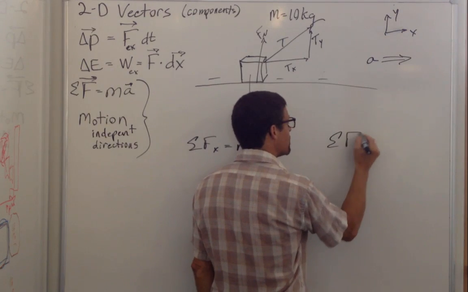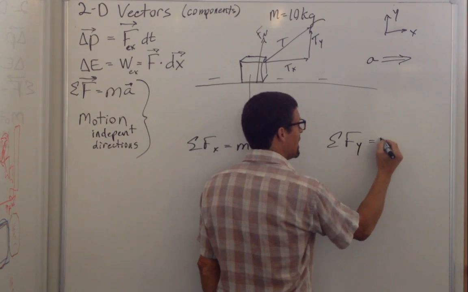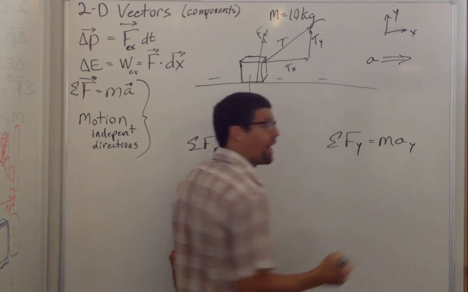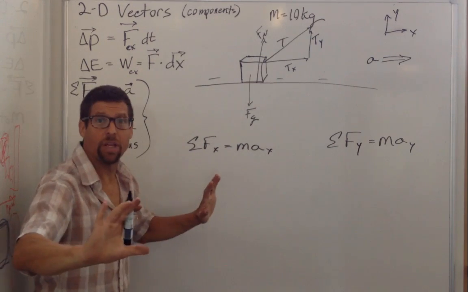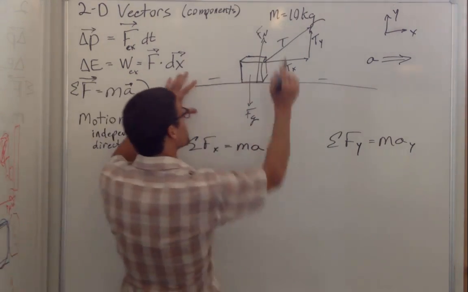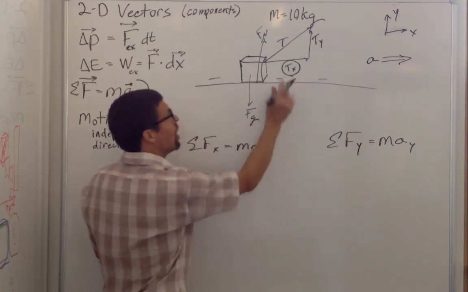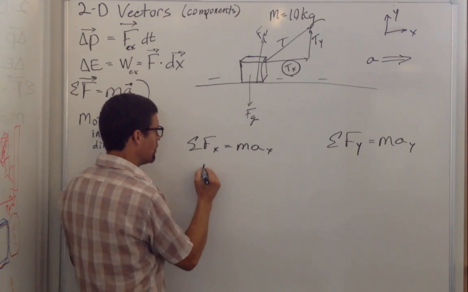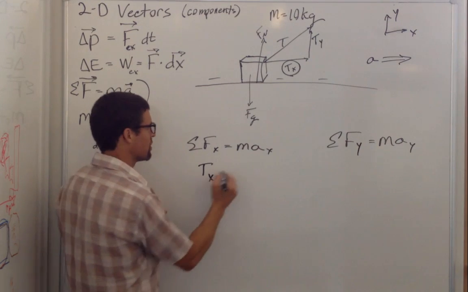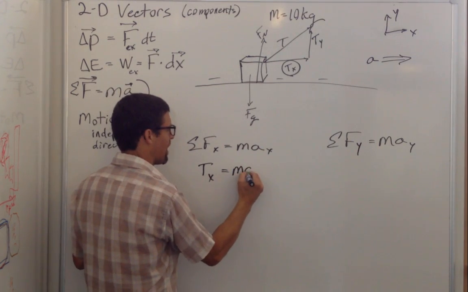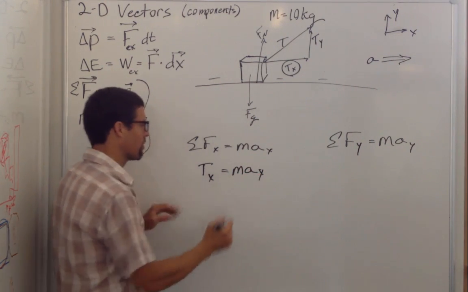And the sum of the forces in the y direction equals mass times acceleration in the y direction. And so now we just look in terms of components. In the x direction, the tension has an x component. So I would just write tension in the x direction equals mass times acceleration in the x direction.